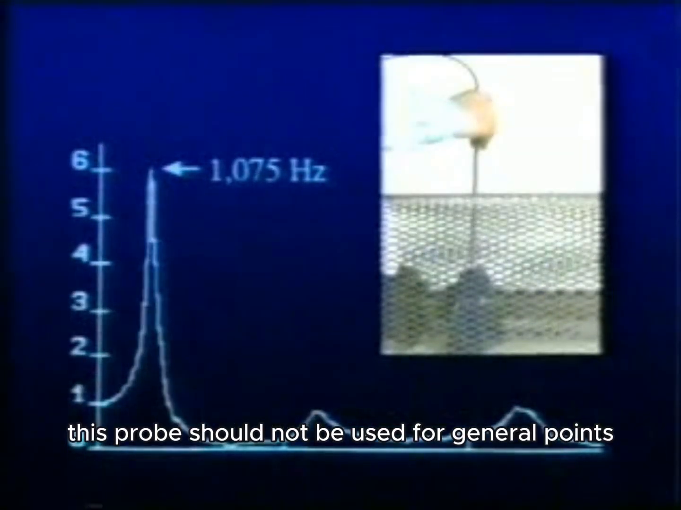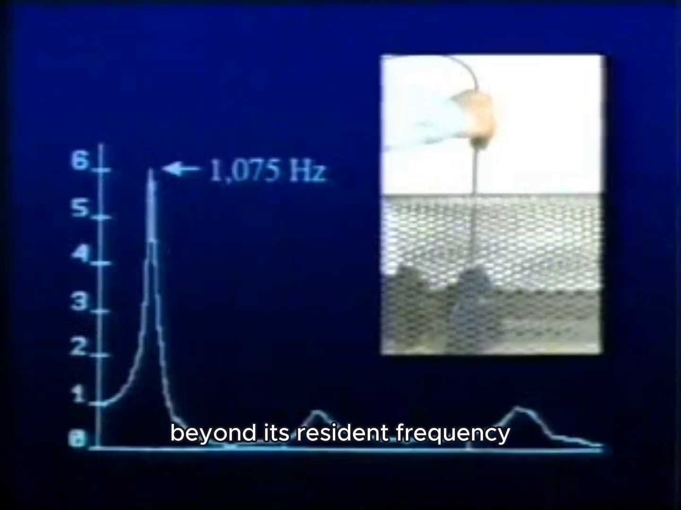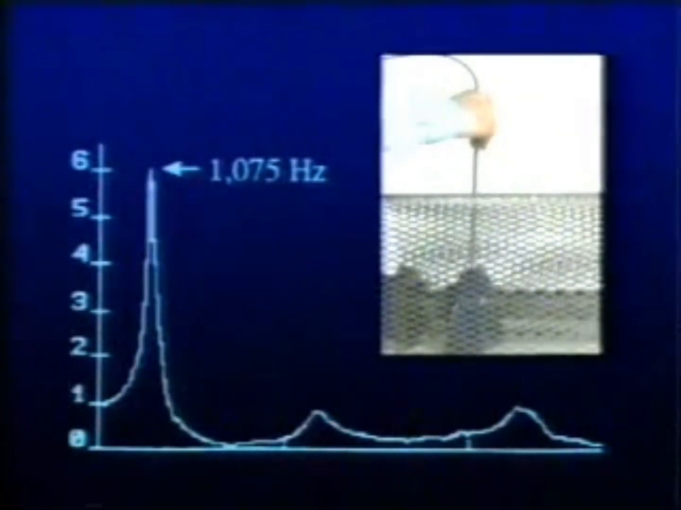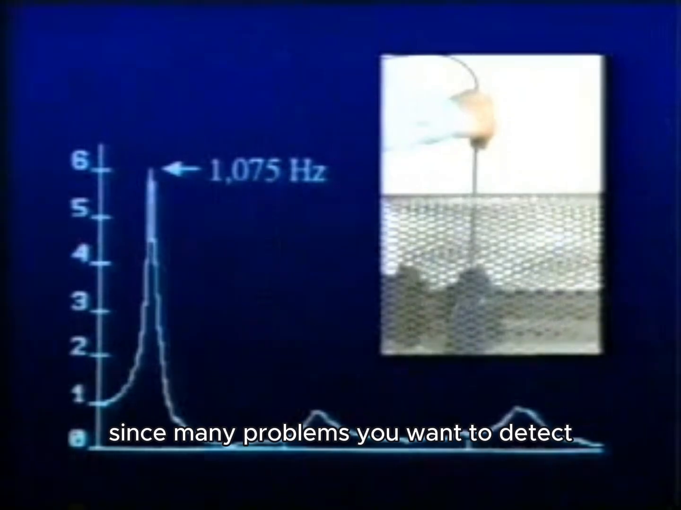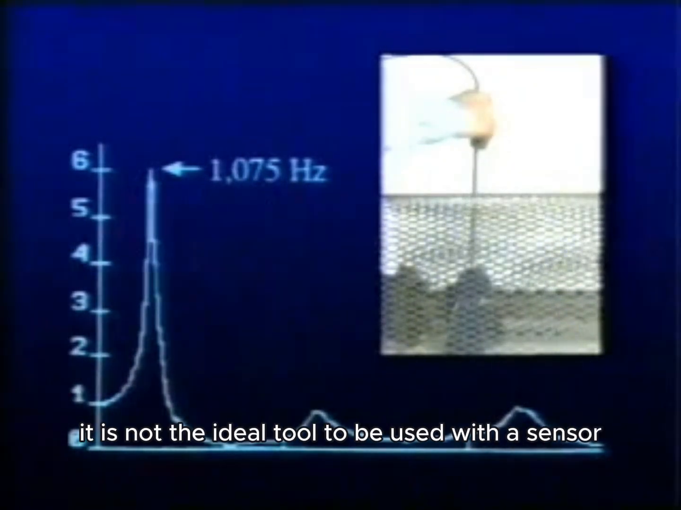This long stinger or probe is useful for reaching hard-to-get places and for reaching through a mesh guard to a bearing. However, this probe should not be used for general points because of the amplitude inaccuracies beyond its resonant frequency, which is approximately 300 Hertz. Since many problems you want to detect occur outside this frequency range, it is not the ideal tool to be used with a sensor.